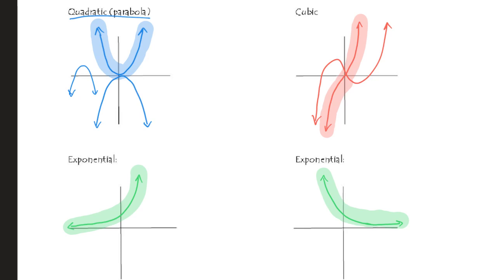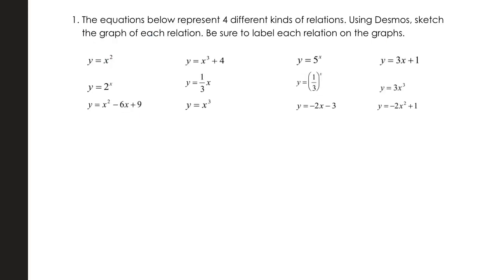Okay, we're going to jump into the next segment of this lesson. What you see at the top of your page is a quick instruction that the equations below represent 4 different kinds of relations. It then says that we're going to use Desmos. And so you see Desmos. And we're going to sketch the graph of each relation.